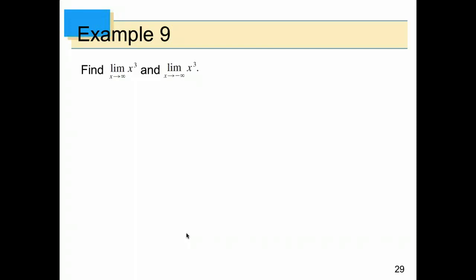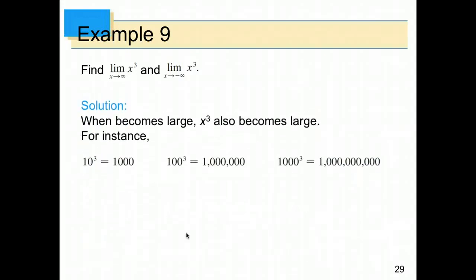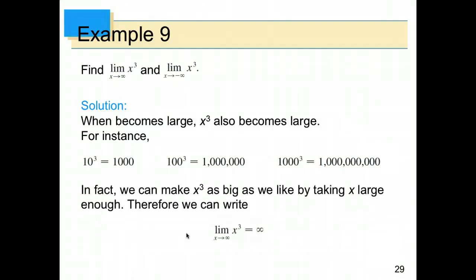So we're going to look at a familiar function, f of x equals x cubed, as x goes to infinity and negative infinity. Now, easy to see, when x becomes large, x cubed also gets large and becomes unbounded. In fact, we can make x cubed as big as we like by taking x as large as we want. So that means the limit as x goes to infinity of x cubed is infinity. Now remember, that does not mean the limit exists. We're talking about the behavior. We're just saying as x gets really, really big, x cubed, or f of x, also gets really, really big.